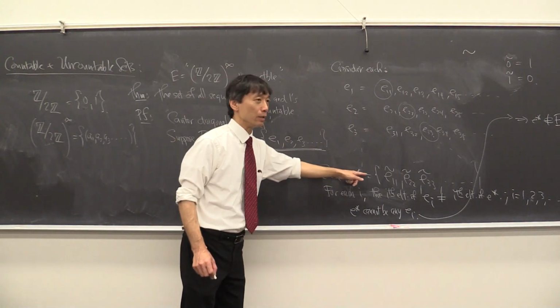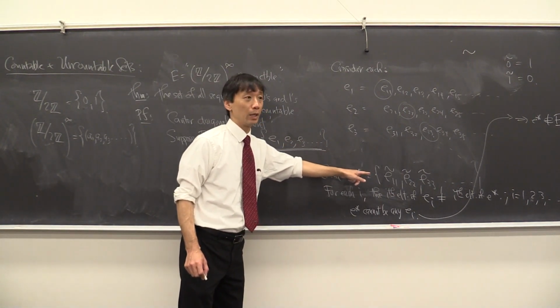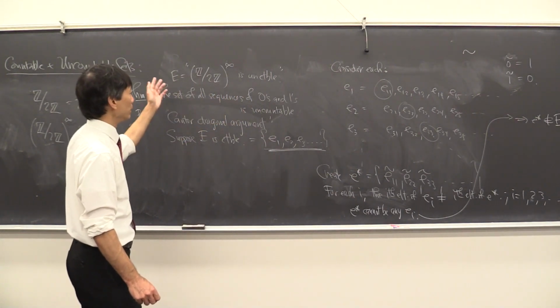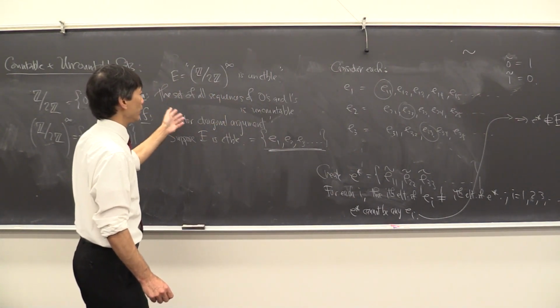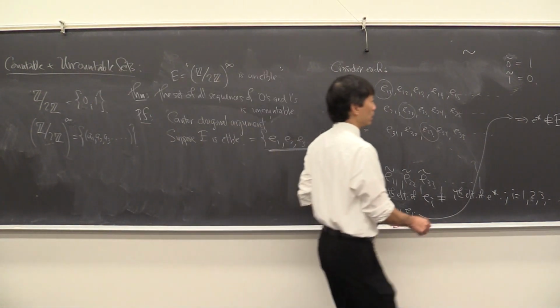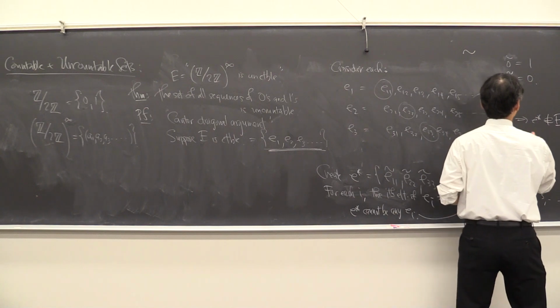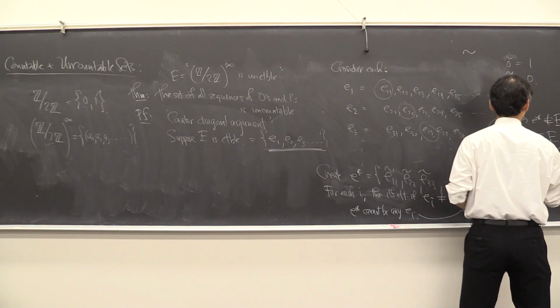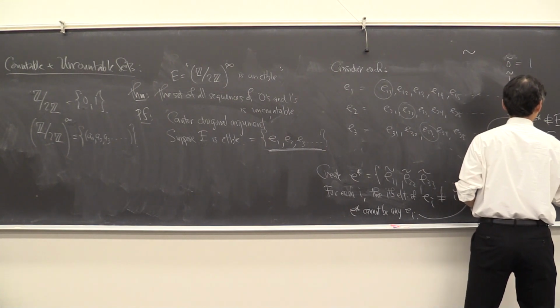E star is in E. It is a sequence of zeros and ones, and so we have a contradiction. E could not have been countable. E star is in E, so contradiction. So E is uncountable.